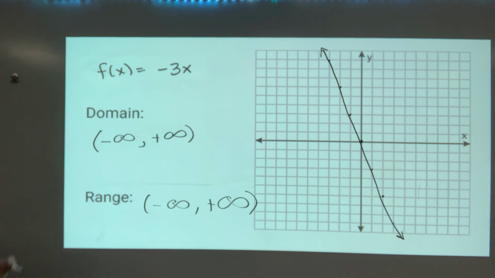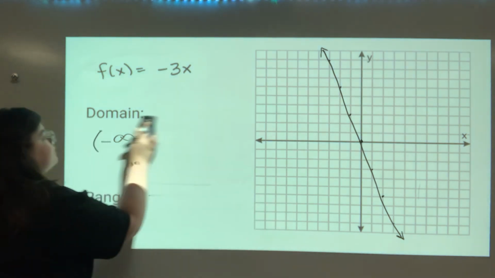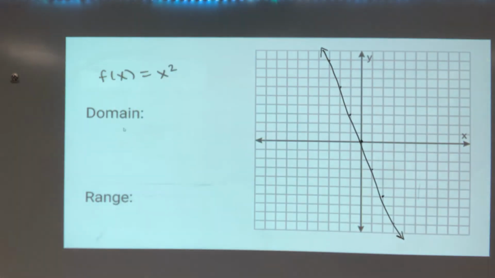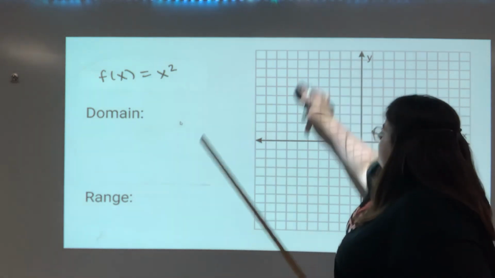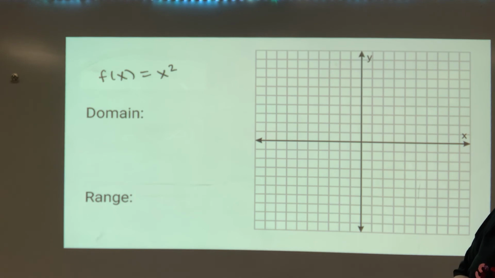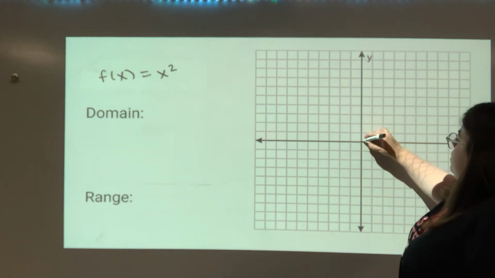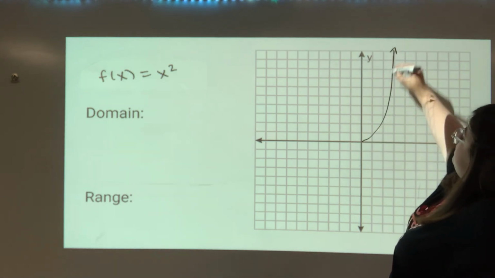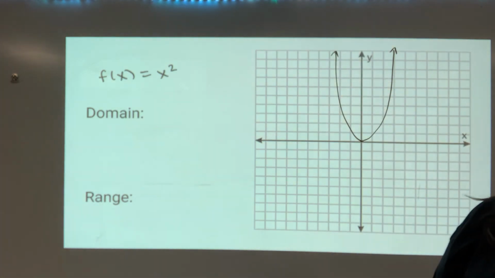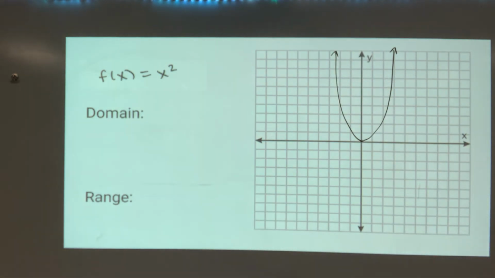Okay, so that was fantastic. Let's move on to the next thing. Let's do one more example. Okay, I'm going to sketch this graph. I have a graph of x squared. If you remember, hopefully from Algebra 1 maybe, x squared looks like a parabola, kind of like that. So let's find the domain and range for this.